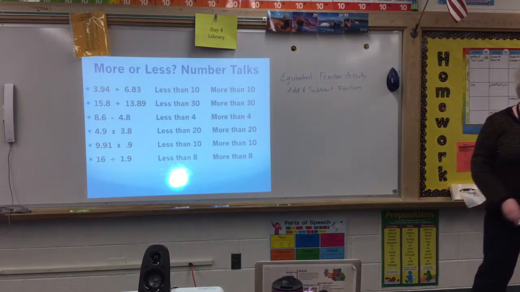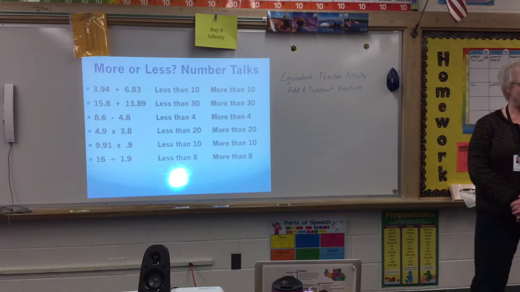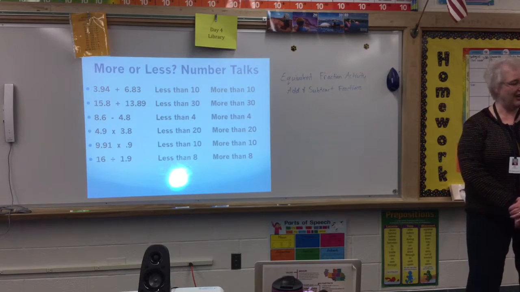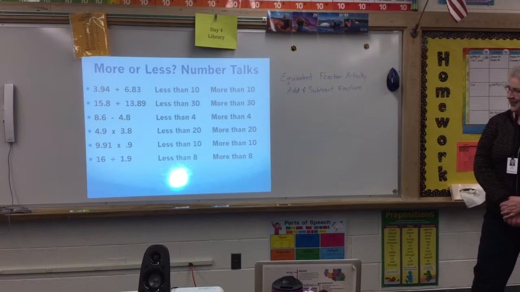Have you thought about giving them more or less? 3 9400ths plus 6 8300ths. I don't want the sum. I want to know if it's more than 10 or less than 10, and have them justify it. You'll get an idea of place value. And there are various ideas there. Addition, subtraction, multiplication, division. Don't forget to use that kind of thinking in your number talks.